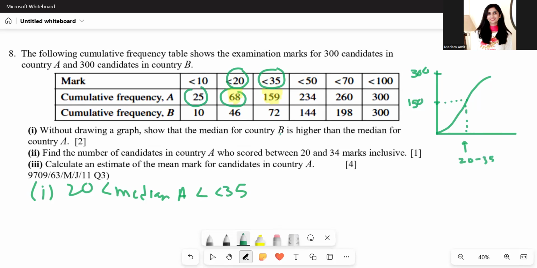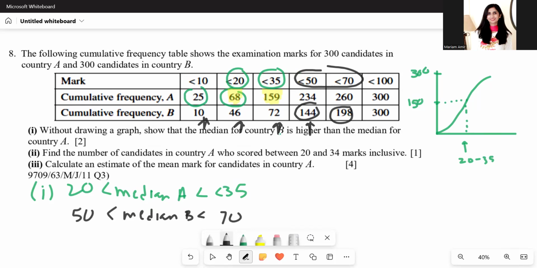Okay, now let's do the same for country B. For country B, we need to find a cumulative frequency of 150, which will be, this is 10, next is 46 combined, then 72, this is 144. So 150 is more than this, but less than this. That means the median would be somewhere between 50 and 70. So median for B would be between 50 and 70. Hence, we've shown that B has higher median.